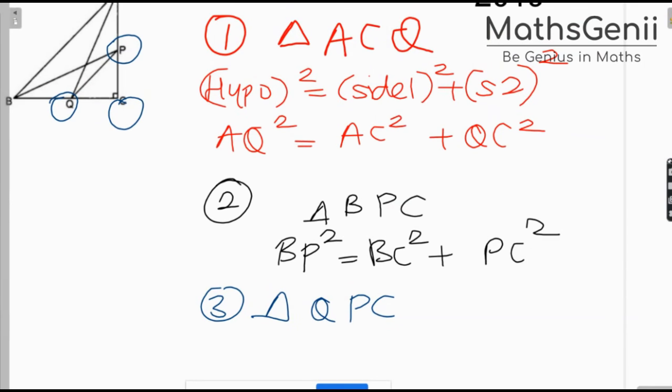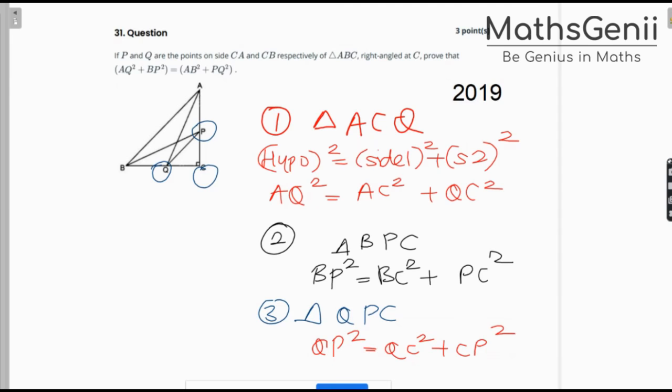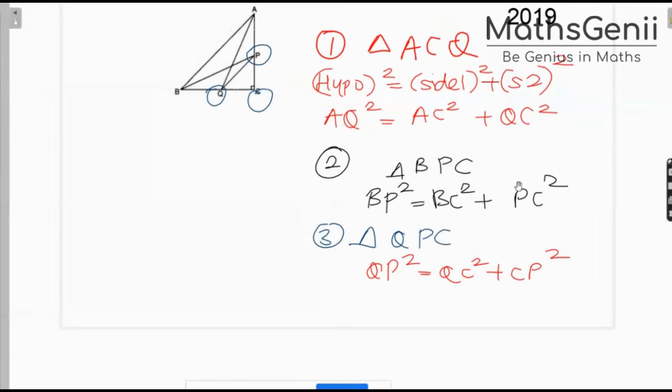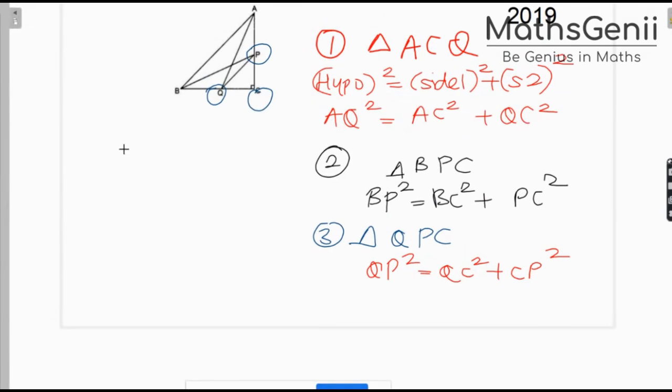So in this triangle, what is the hypotenuse? QP. QP square. And what are the two remaining sides? Okay. Now only one last triangle is remaining, which is the bigger triangle ABC.